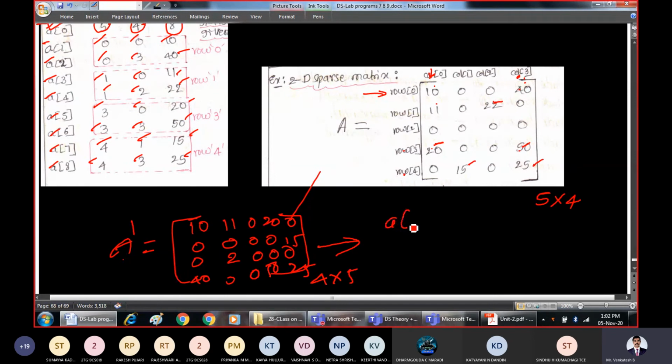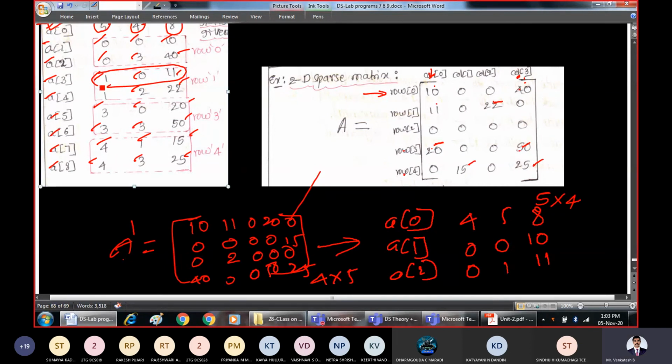So what will A of 0 contain now? 4 rows, 5 columns, 8 as usual. Then what will A of 1 say now? That is, what is the first non-zero element? 10. It is the same. It is located in the 0th row, 0th column, 10. Where is 11 located now? 11 is located in 0th row, first column, 11. Now it has changed. Earlier the location of 11 was first row, 0th column, and here it becomes 0th row, first column. That's it.